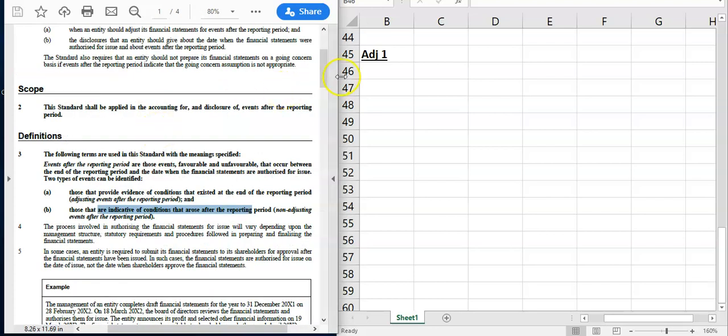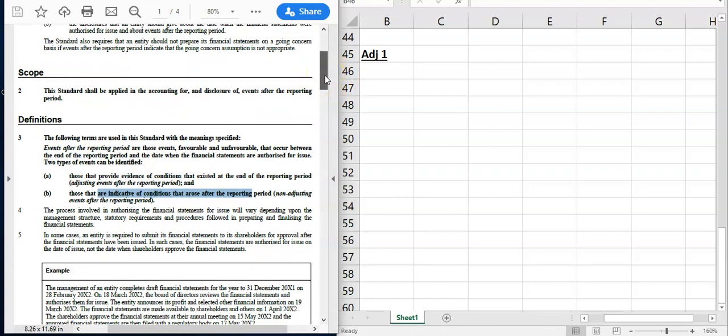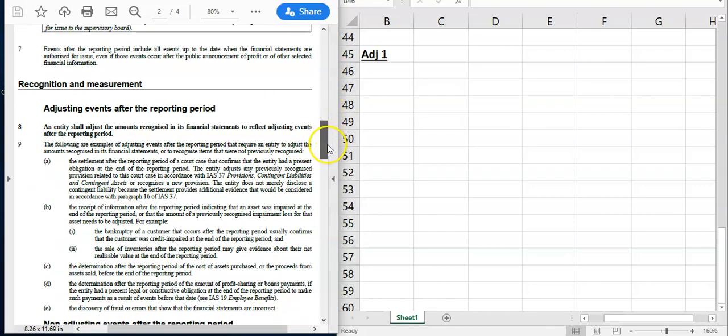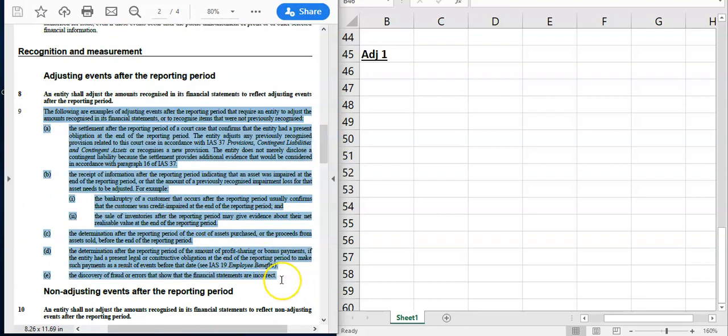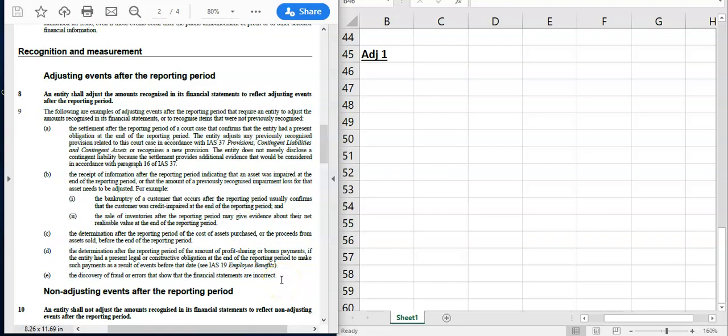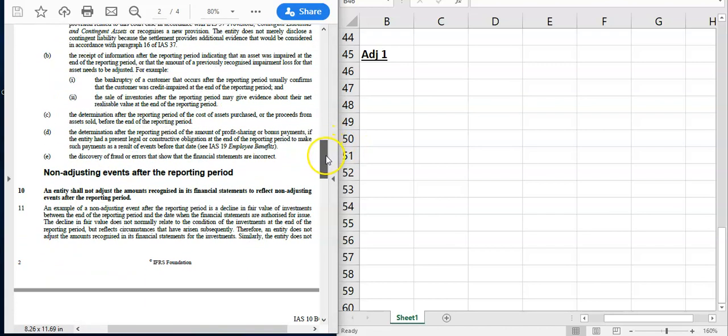And the nice thing about this standard is they give you examples. So for adjusting events, you come here, they give you examples in paragraph 9 of all the possible adjusting events you have, and very likely that the examiner will take one of those for your exam. Right? And you should adjust the amounts recognised for adjusting events. However, when we come to non-adjusting events, you shall not adjust for these, you should only disclose them.